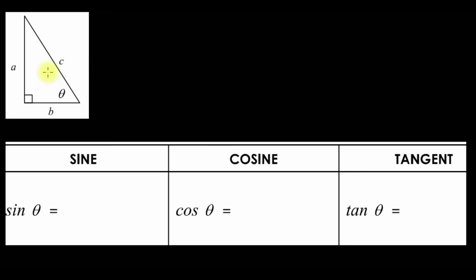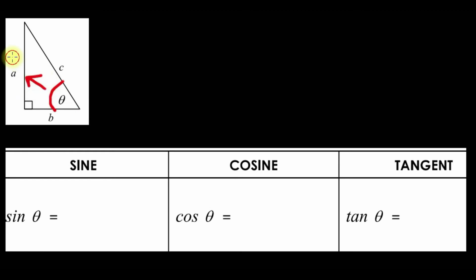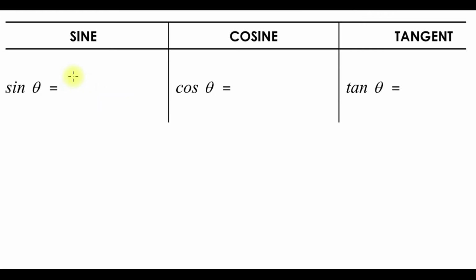Okay, so here's a special right triangle. Theta is this angle right here. That means A is the opposite side, and B is the adjacent side because it's right next to theta. And C is the hypotenuse because it's opposite from the right angle. So sine theta is opposite over hypotenuse. The opposite side is A, and the hypotenuse is C.